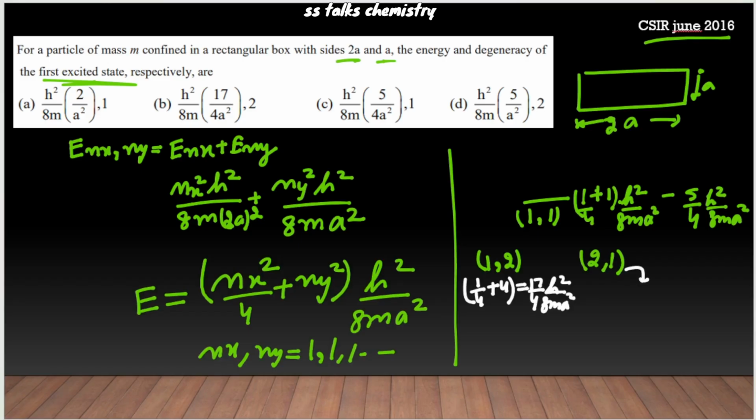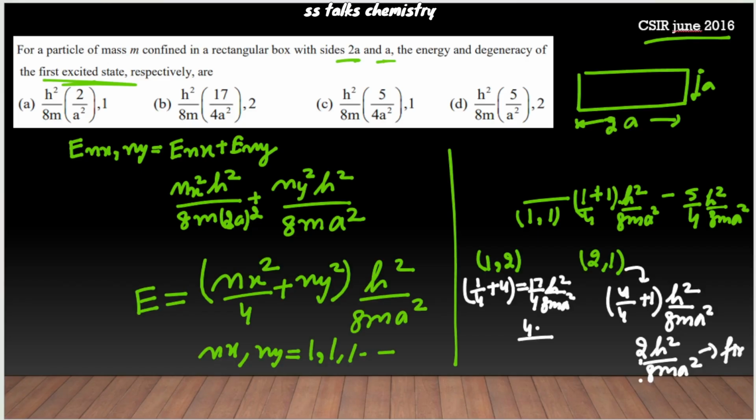If nx is 2 and ny is 1, in that case it will become 4 upon 4 plus 1, into h square upon 8ma square. That means the energy is 2h square upon 8ma square. So here you see this is 4 point something, the value we will get in this case, and here it is twice h square upon 8ma square. So this is going to be the first excited state, and this is going to be the second excited state.